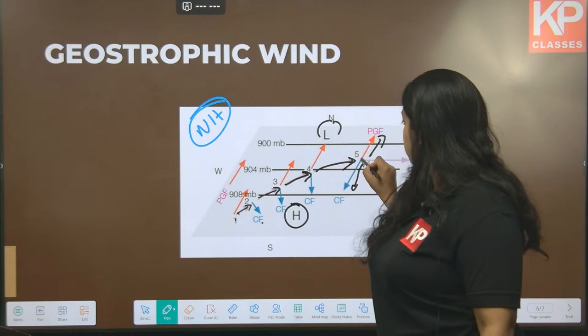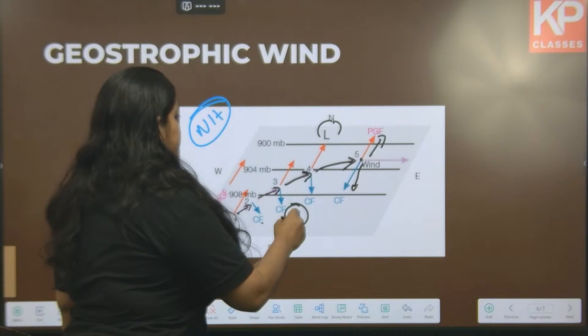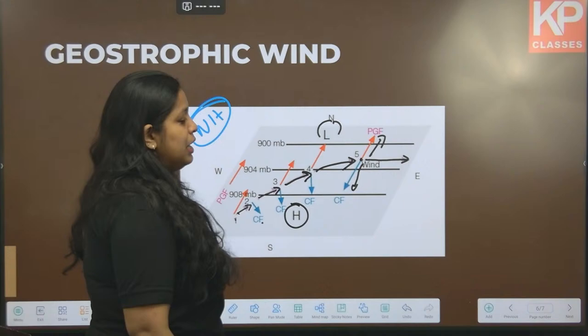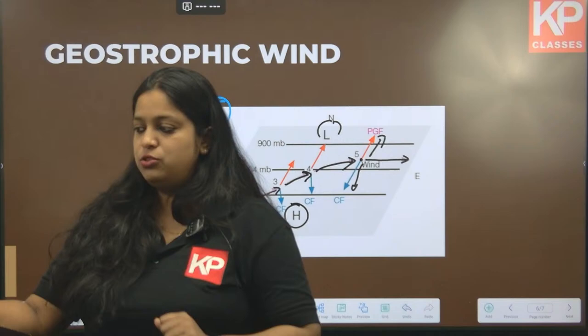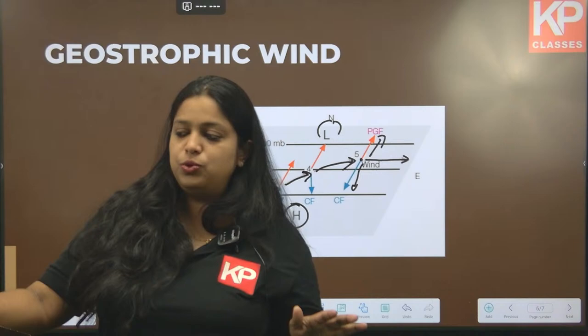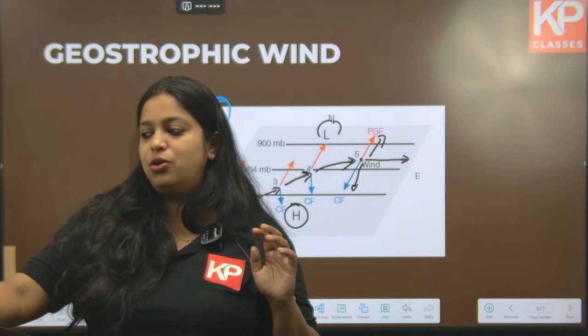From the moment the pressure gradient force is equal to the Coriolis force, the wind will start moving parallel to the isobar and its velocity will not change. It will stay constant. The speed of geostrophic wind is directly related to its pressure gradient, and geostrophic wind blows in the northern hemisphere with low pressure to its left and high pressure to its right.